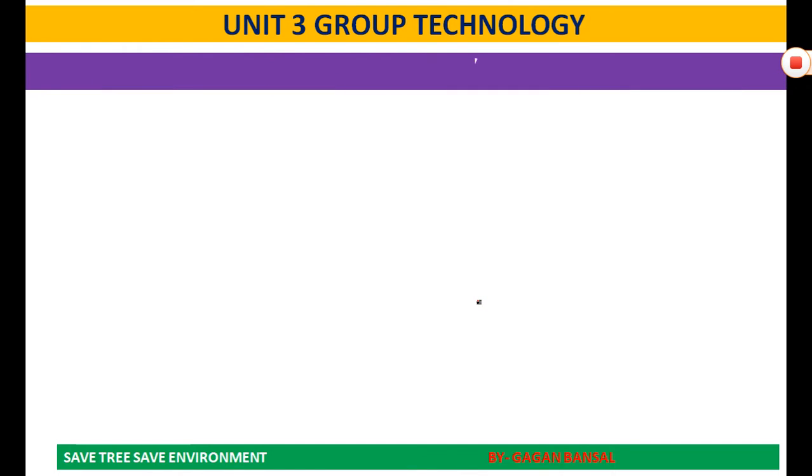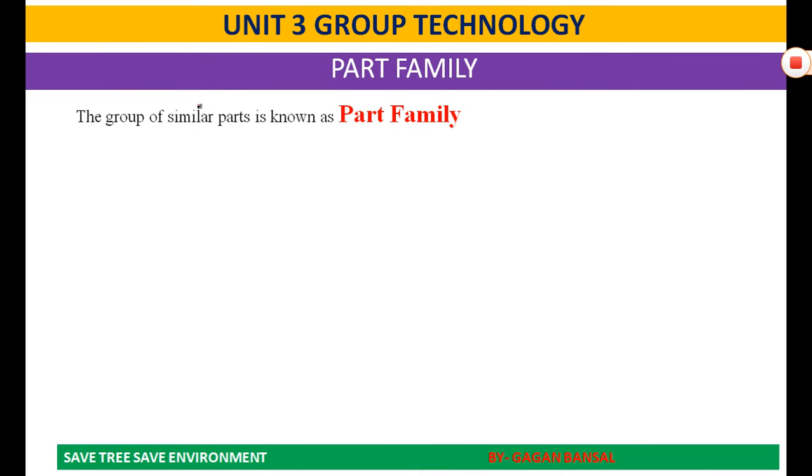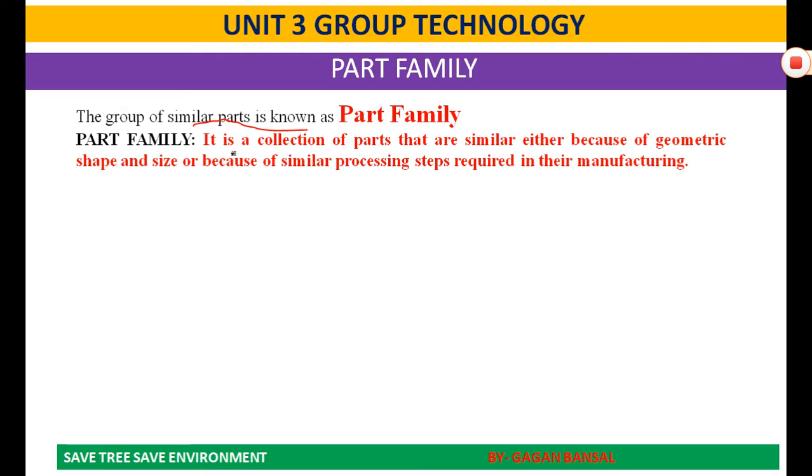First of all, in short, what is a part family? A group of similar parts is known as a part family. So in layman language we can say that a group of similar parts is known as part families. The basic definition goes like, a part family is a collection of parts that are similar either because of the geometric shape and size or because of the similar processing steps required in their manufacturing.